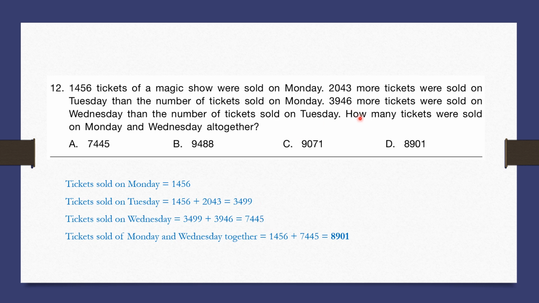Now we have to calculate how many tickets were sold on Monday and Wednesday altogether. So the number of tickets sold on Monday is 1456 and the number of tickets sold on Wednesday is 7445. So let's add these two together. So 1456 plus 7445 equals 8901, which is option D.